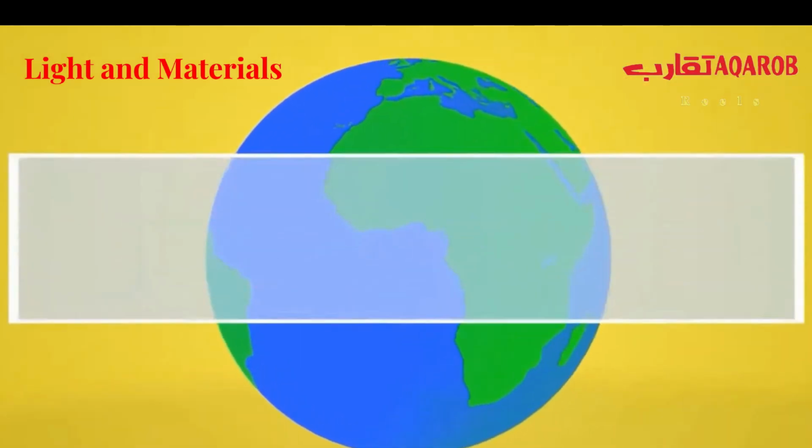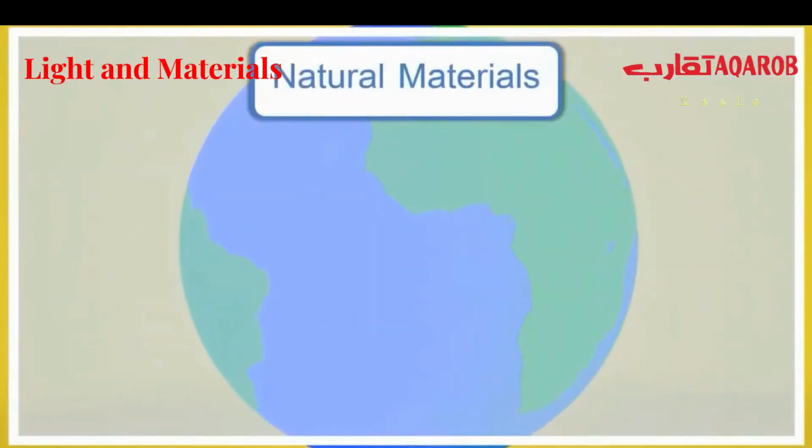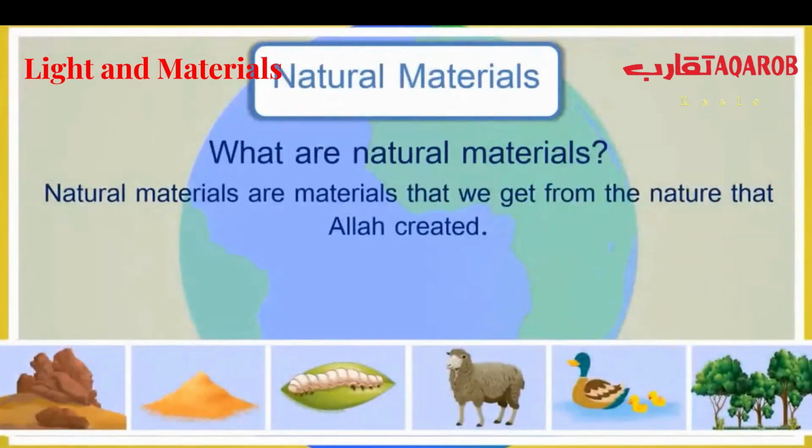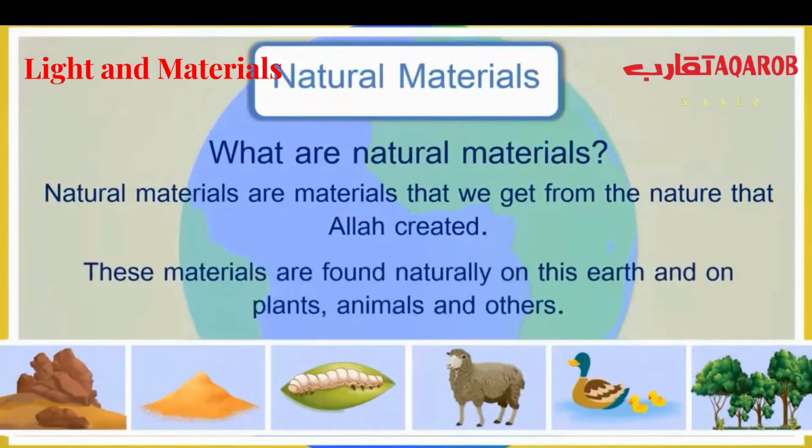Let us talk about natural materials. What are natural materials? Natural materials are materials that we get from the nature that Allah created. These materials are found naturally on this earth and on plants, animals, and others.